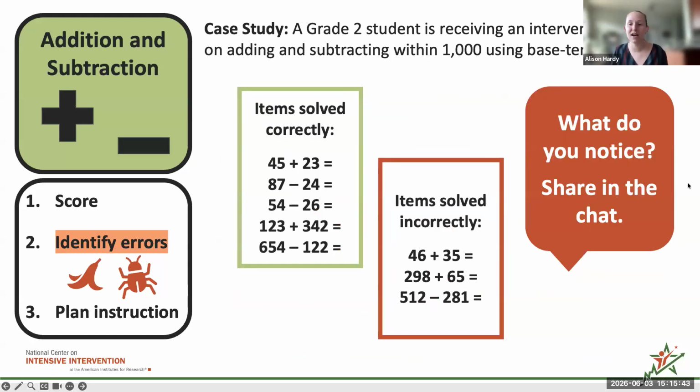And then once you've identified those errors, I think it can be a lot easier to identify patterns when you list out the items that were solved correctly and compare them to a list of the items that were solved incorrectly. So take a look at this list of correct and incorrect equations and share what you notice in the chat. It's not quite as simple as this student knows how to add, they don't know how to subtract, or this student can add and subtract with 2-digit numbers, but not with 3-digit numbers.